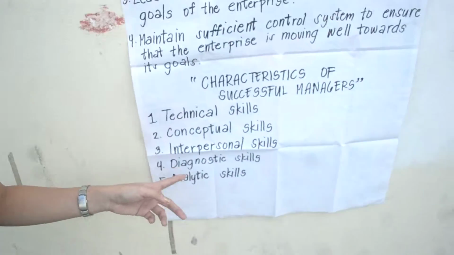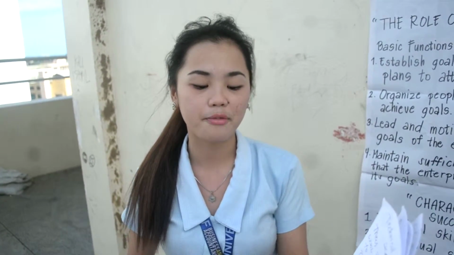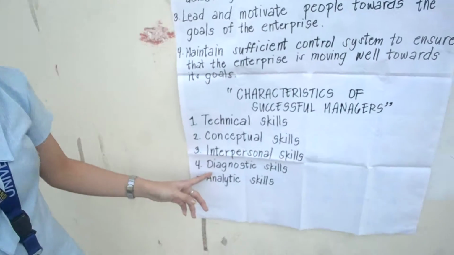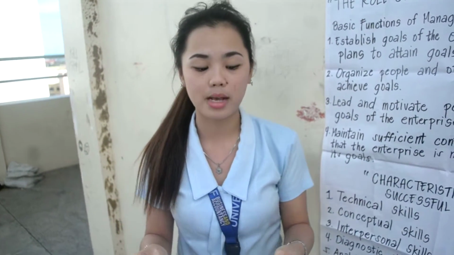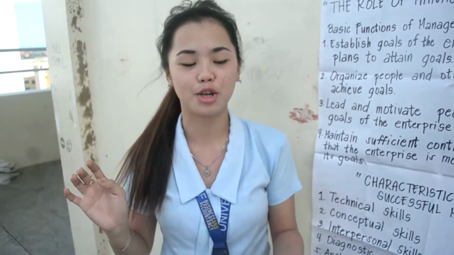The next is interpersonal skills. It is the ability to interact with people and its employees. Interpersonal skills are used to properly interact with others, referring to getting along with others while getting the job well done. Diagnostic skills: it is the ability to identify and evaluate the problems of the enterprise. Prevention is better than cure. A manager who can prevent problems from taking place is much better than one who can solve problems.